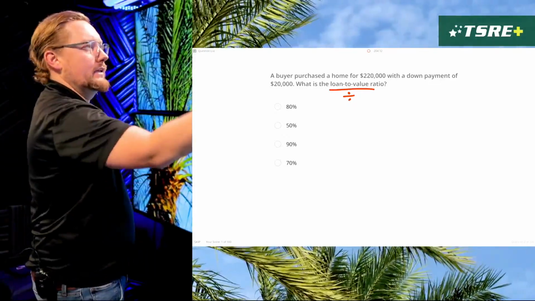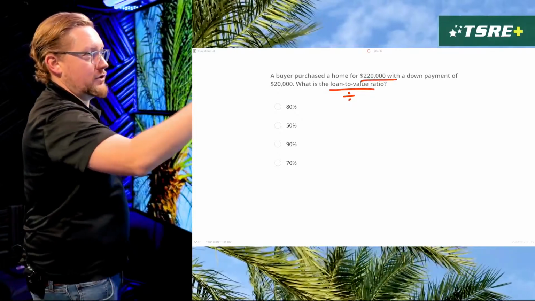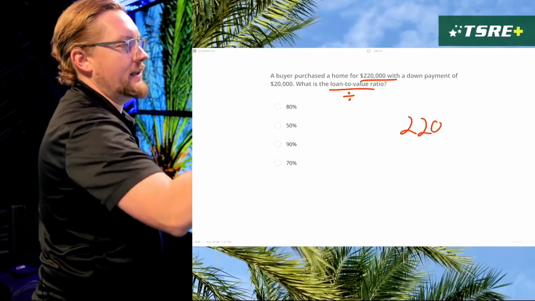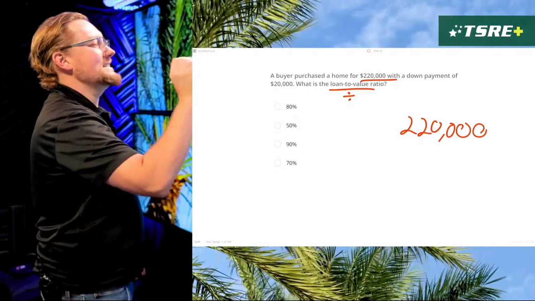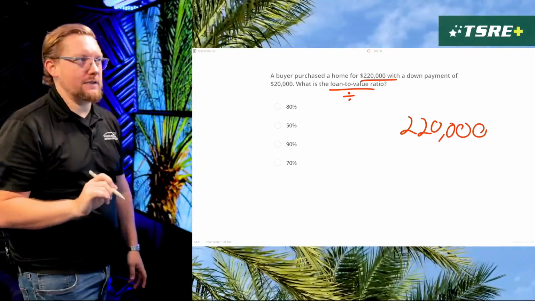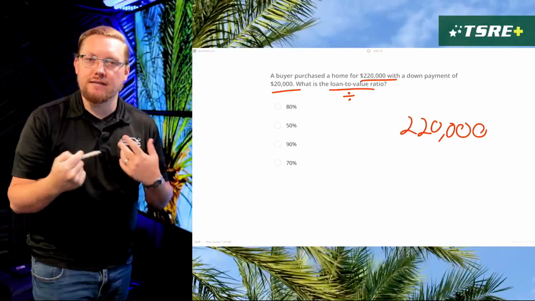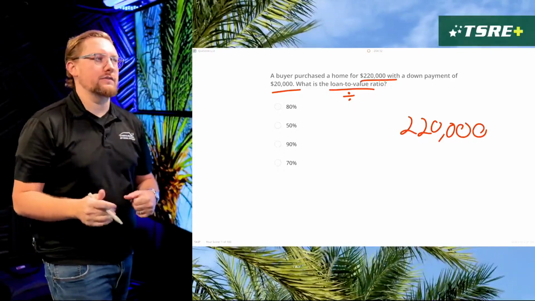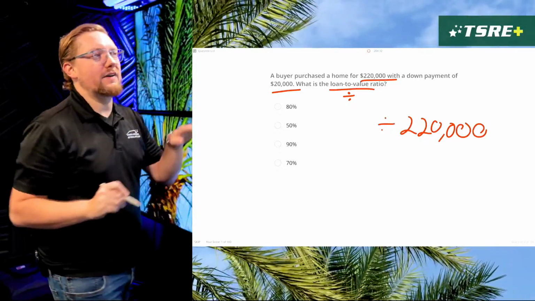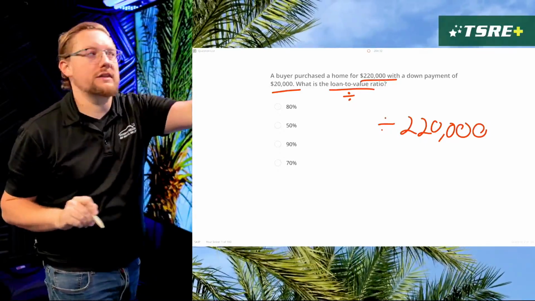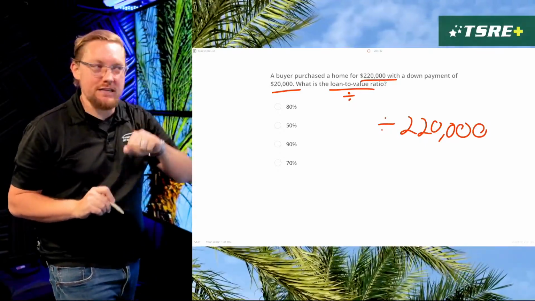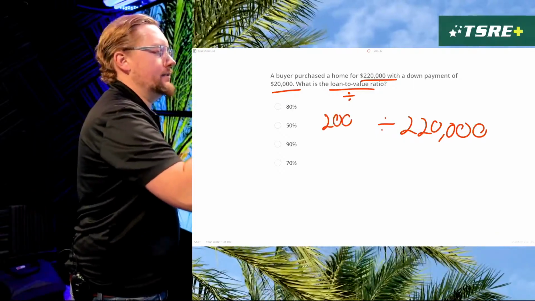So we have a purchase price of $220,000, so that's our value. But it doesn't say our loan amount specifically. It does say the down payment of $20,000, but we're not looking for the down payment percentage. We're looking for the loan-to-value ratio. So what we need to divide this by is $220,000 minus $20,000, so $200,000.